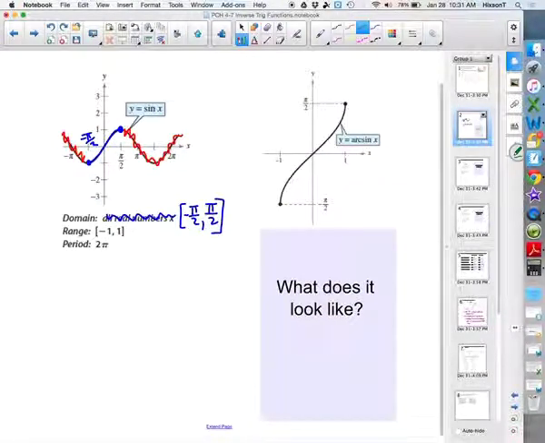Here are those points we just mentioned. 1, pi over 2, negative 1, negative pi over 2, 0, 0. And you can see it's this little part here reflected across the line y equals x. Okay?